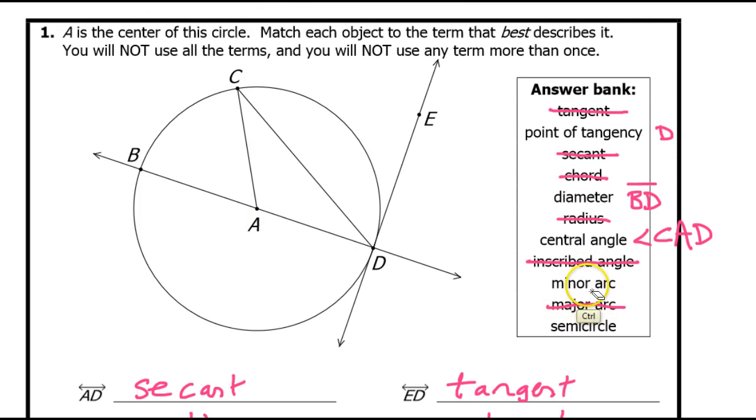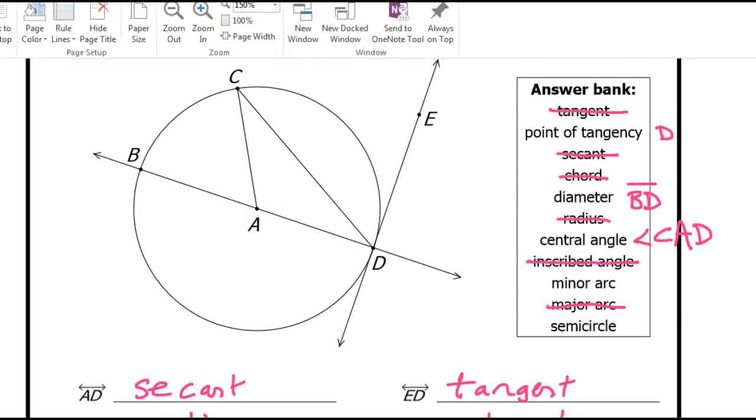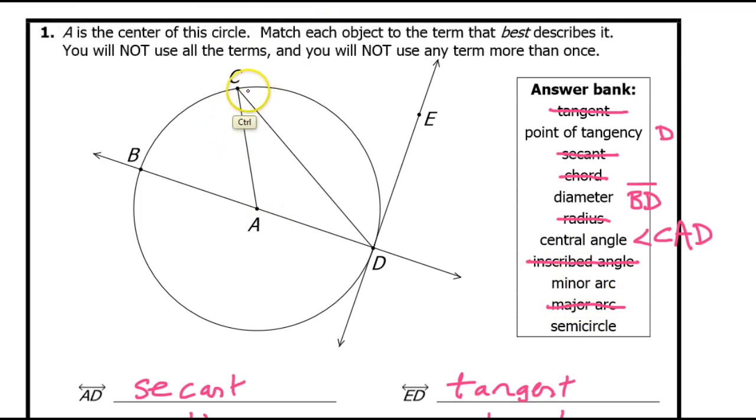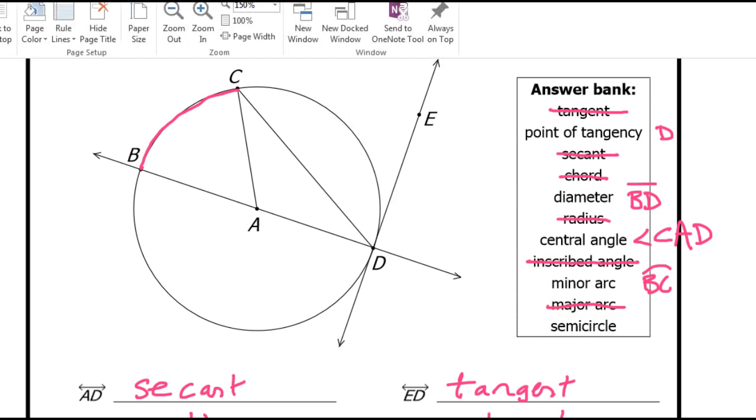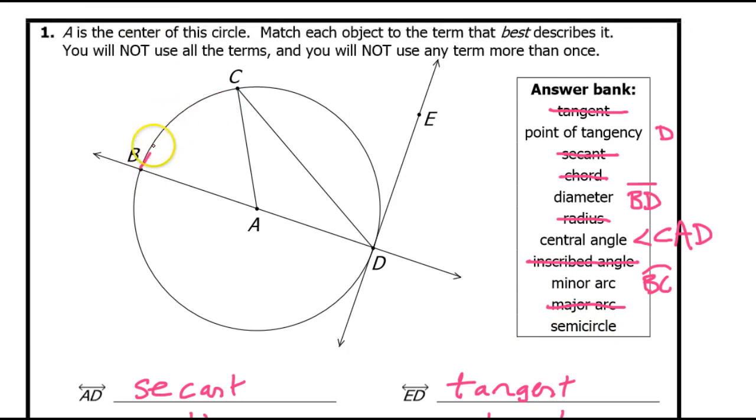And a minor arc is an arc that is less than half the circle. So for example, I could say arc BC would be one example. There are many, but arc BC would be a minor arc. And of course, a semicircle is half of a circle. So if I said arc BCD, that would be a semicircle.